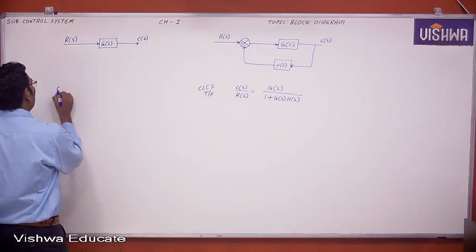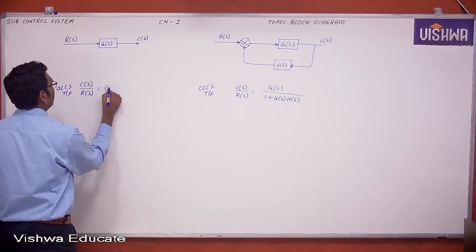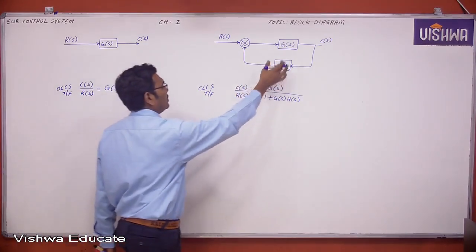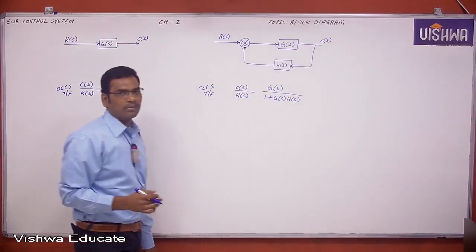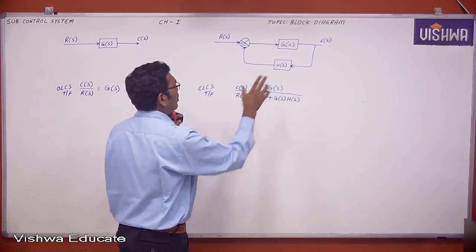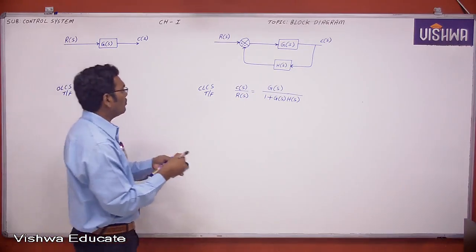Now this is the open loop control system block diagram. From that you can easily find the transfer function C of S by R of S, which is equal to G of S. This is the forward path gain. Now this is the feedback path gain. This is the closed loop control system transfer function. And this is the short form and picture representation between input to output, right?